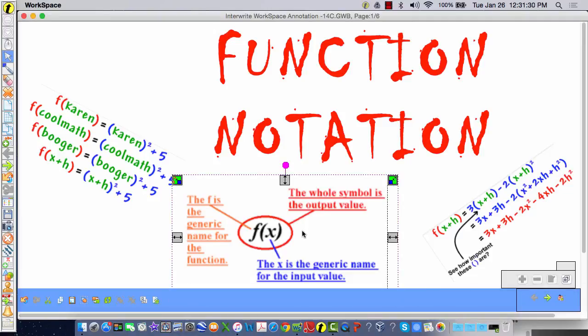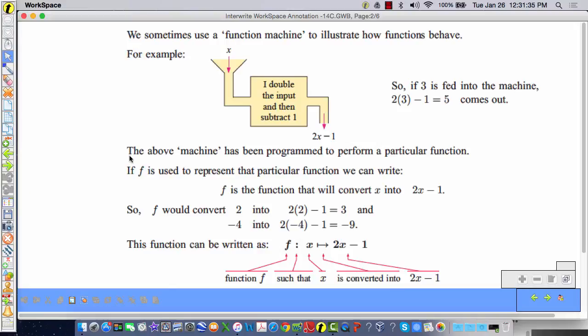I'm going to copy it because I want it to come back here in a second. Let's move forward. You might have seen the function machine. It's a bit childish, but effective and does a nice job of indicating the concept of function, which is central to the understanding of algebra and mathematics. The simple concept of function.